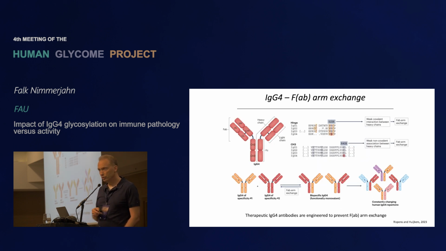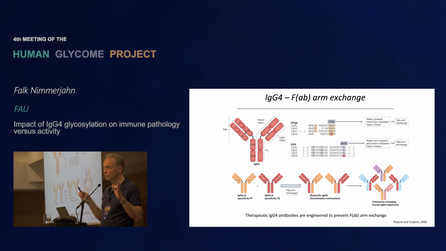Now, a little introduction to IgG4. It's a weird antibody. Again, this is known. The antibody itself does many interesting things. It can do something that is called Fab arm exchange. So in the serum, IgG4 antibodies of two different specificities can switch their Fab arms, so the antibody becomes a natural bispecific antibody.